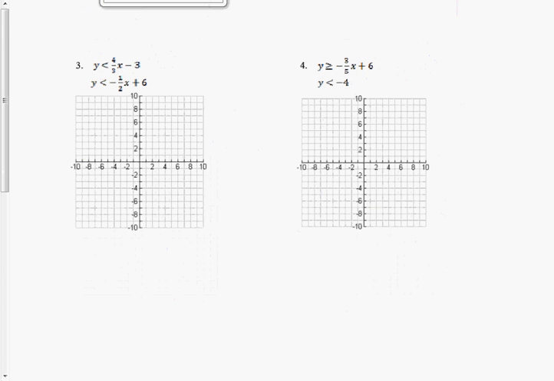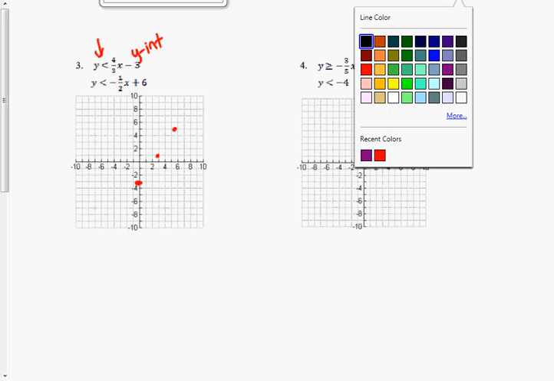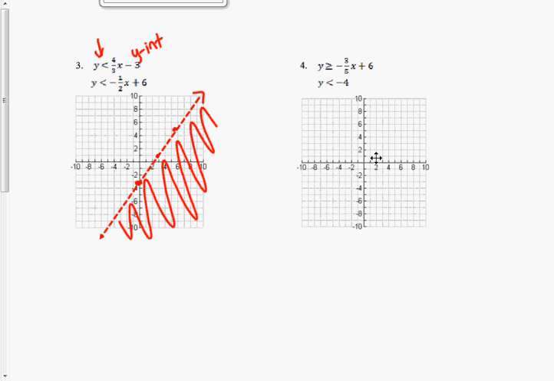Number 3, we have 2 more inequalities to graph. So we'll start with our y-intercept of -3. I have a slope of 4/3, so we go up 4, right 3, up 4, right 3. It does not have an equal to symbol, so this time I will use that dashed line. And then I need to shade. I want everything less than again, so I'll do everything underneath that graph.